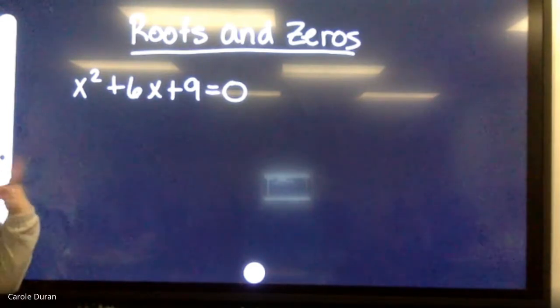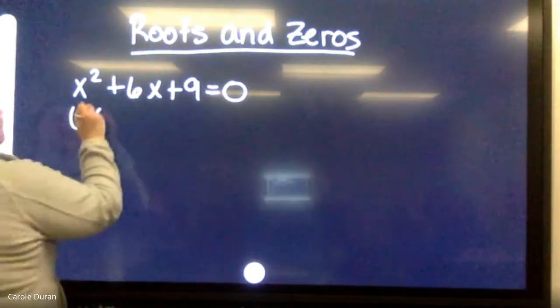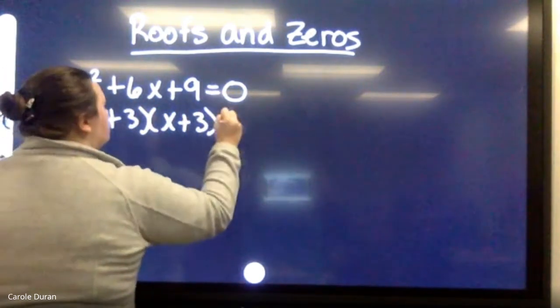What are we going to use to find these zeros? Do we have to use anything fancy? Could we factor, quadratic formula, what? I can just factor it, right? What 2 numbers multiply together to get 9 and add to get 6? 3 and 3. So this factors into x plus 3 times x plus 3.